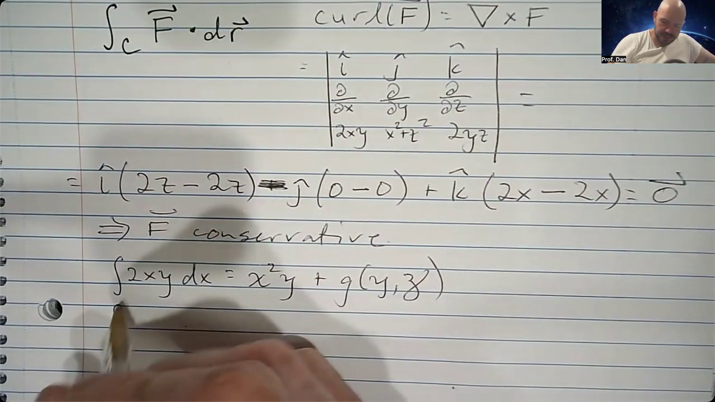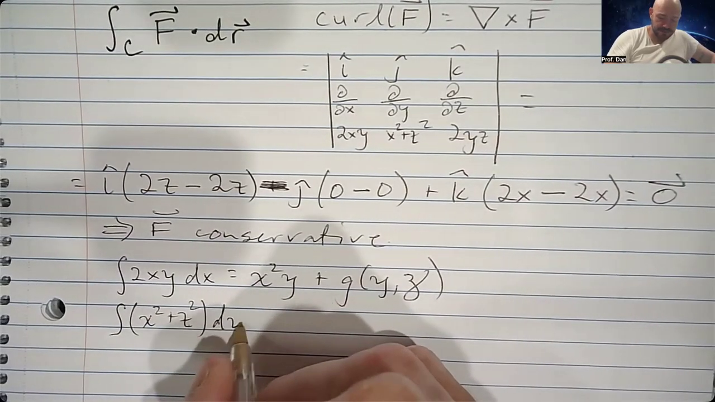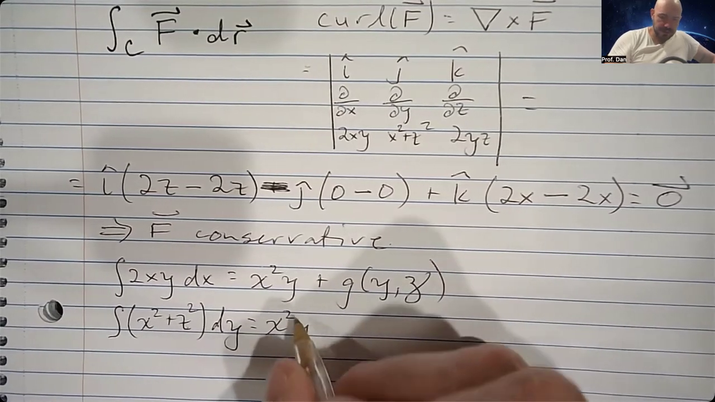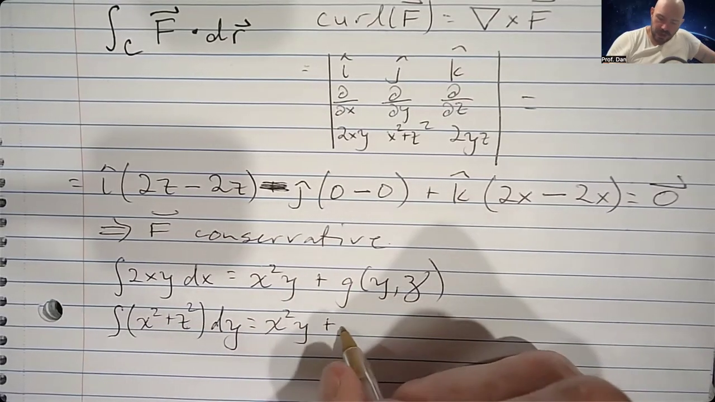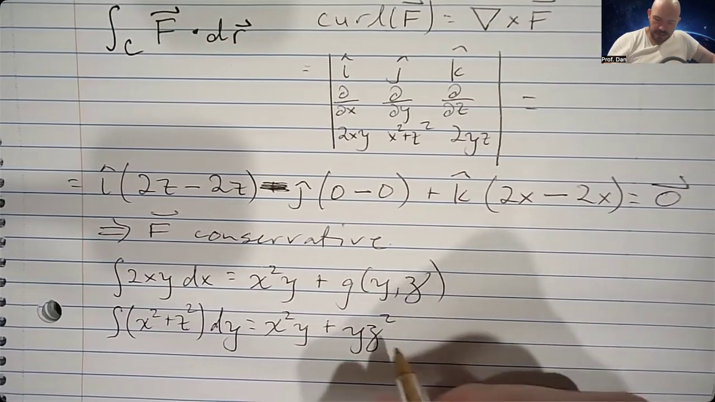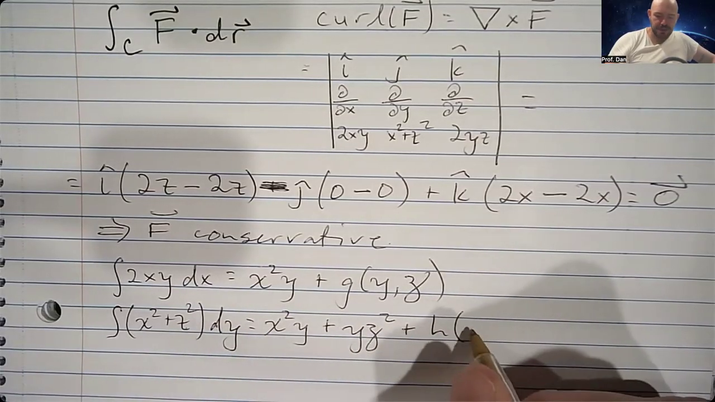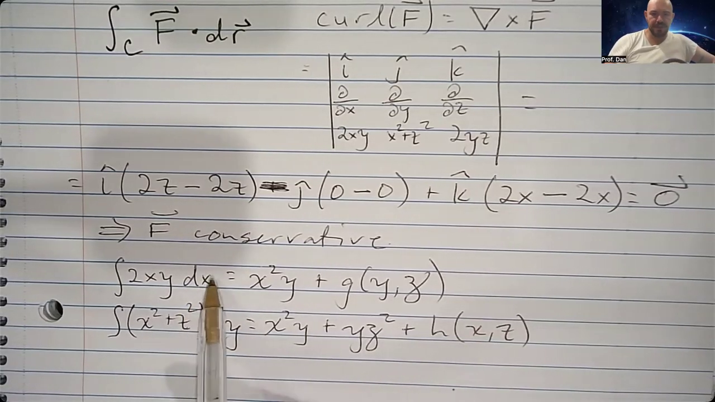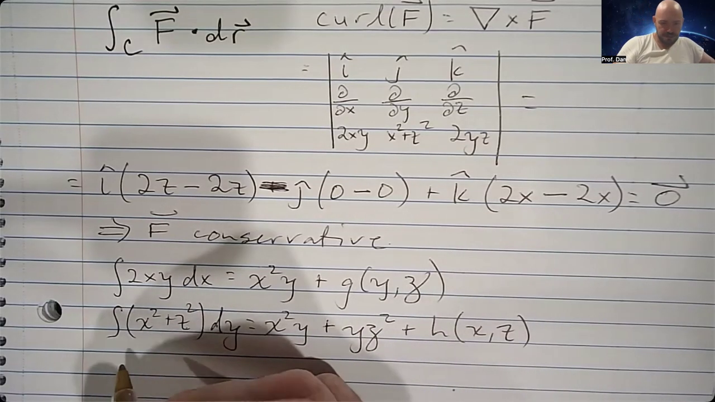When I take the integral of the j component, we're doing the integral of x squared plus z squared dy, right? For the first term, I'll get x squared y, which already popped up, plus yz squared, which hasn't popped up. That's going to be part of that guy, plus some other function that perhaps involves the variables that are not y. Since we already took the integral with respect to x, we know that there's not going to be anything involving x and z. There might be something with z though.